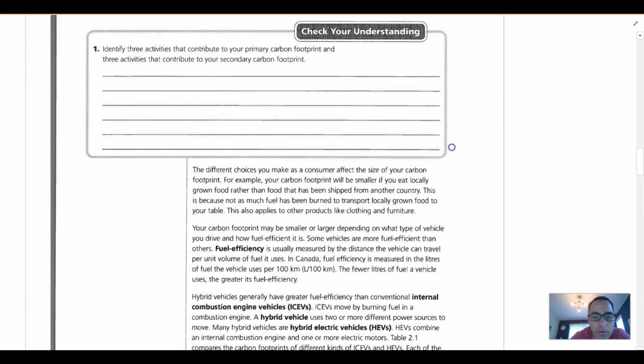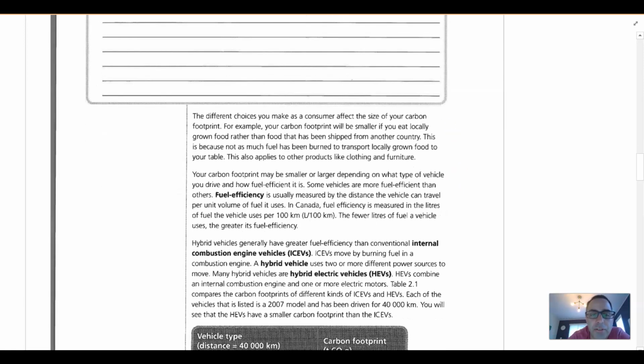Okay, and I just want to go over this last part. The different choices you make as a consumer affect the size of your carbon footprint. That's really important. This is where choice comes in, and we need to understand everything that goes into the product so that we can vote with our dollars and only buy things that have a small footprint. For example, your carbon footprint will be smaller if you eat locally grown food rather than food that has been shipped from another country. That's really important.